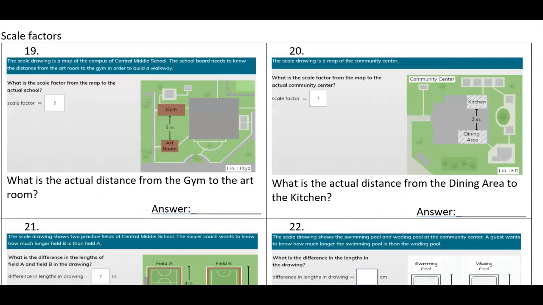Number 19, remember our old friends, scale factors. So the scale drawing is a map of the campus of Central Middle School. The school board needs to know the distance from the art room to the gym in order to build a walkway. What is the scale factor? It's right here on the map, 1 inch to 10 yards. So the scale factor is 10. Right? What is the actual distance from the gym to the art room? So they said it was 5 inches, right? So I'm just going to take 5, multiply that by my scale factor of 10, and it is actually 50 yards. Pause the video, do number 20.